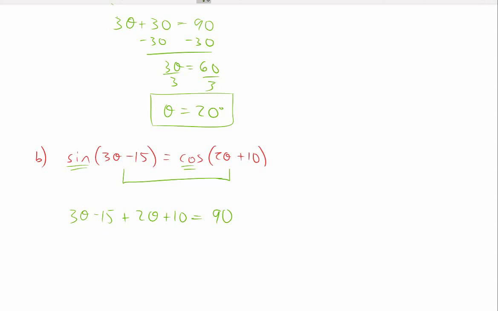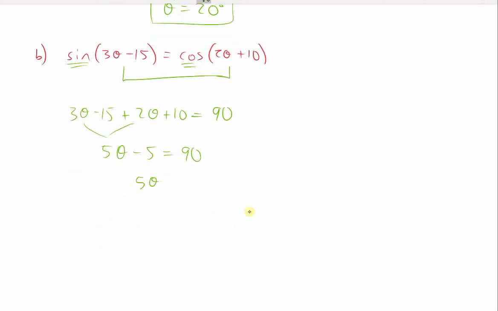Now we can solve for theta. 3 theta plus 2 theta equals 5 theta. Negative 15 plus 10 is minus 5. And it all equals 90. Now we're just doing inverses. 5 theta will equal 95 when we add 5 to both sides. We'll divide by 5 on both sides. And 95 divided by 5 is 19. So hopefully we all got theta equals 19 degrees. Okay, so there it is.